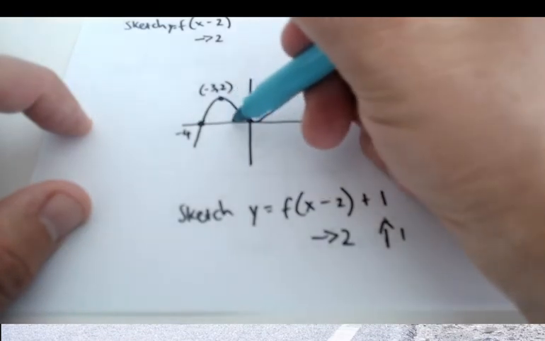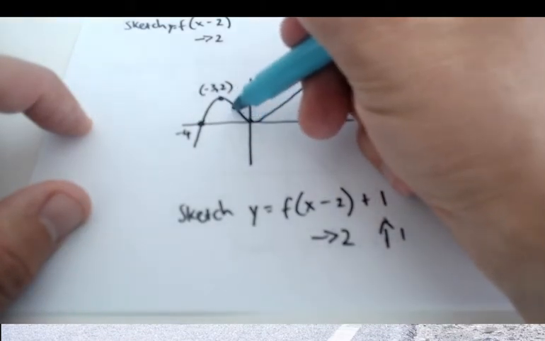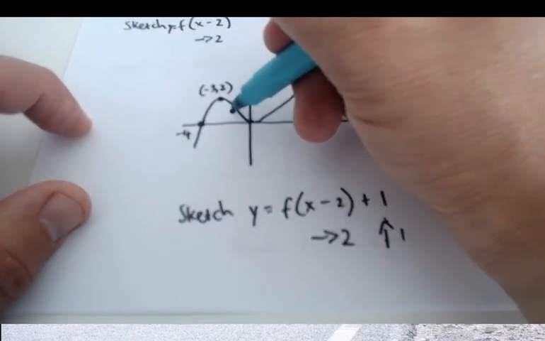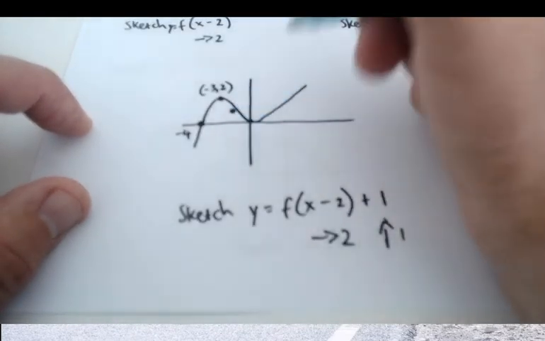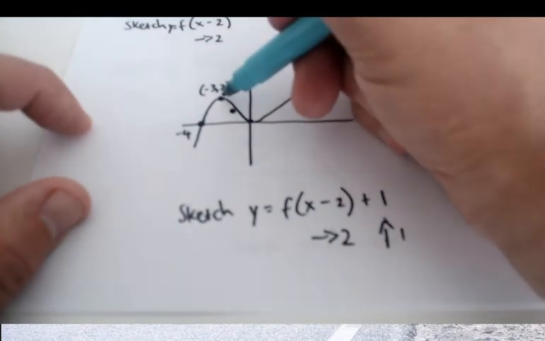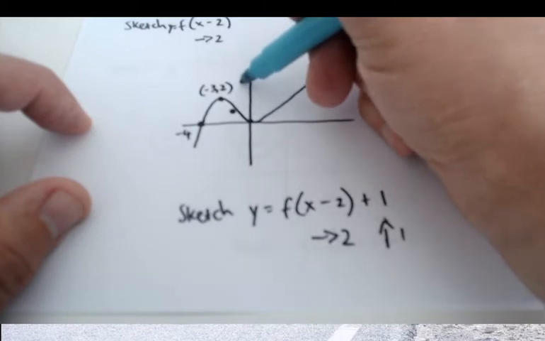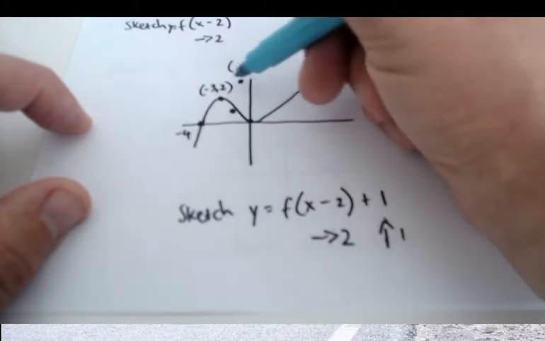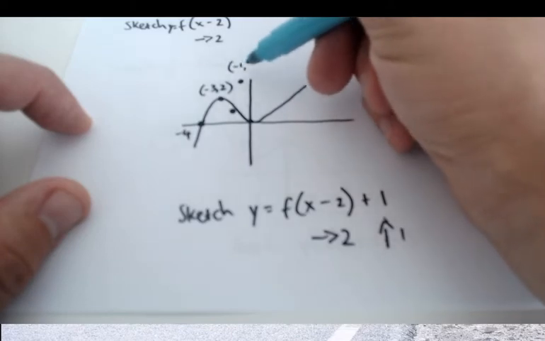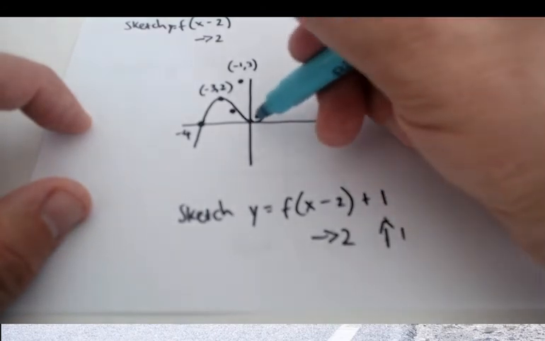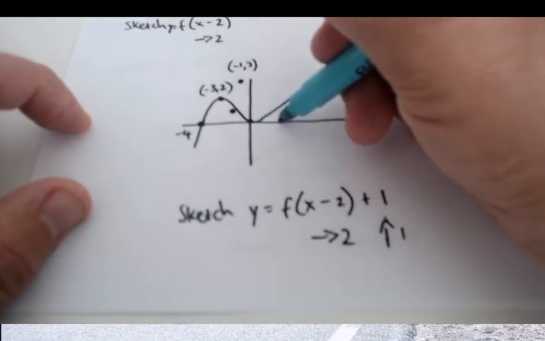So -4, 2 spaces to the right, up 1. That'll be, I'll leave labeling it for a minute because I don't want to draw my line right through it. -3, 2, 2 spaces to the right, up 1. -3, 2 spaces to the right would take me to -1. It was at 2, up 1, it will take me to 3. 0, 0, 2 spaces to the right, up 1.